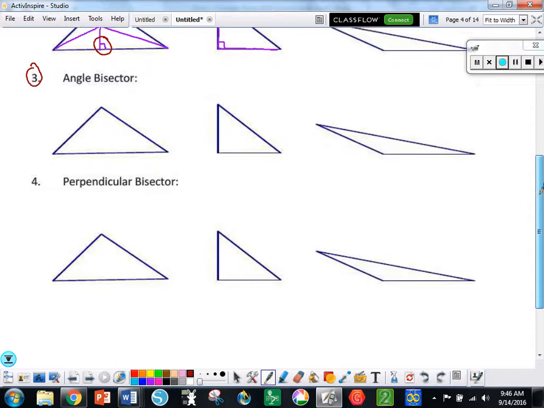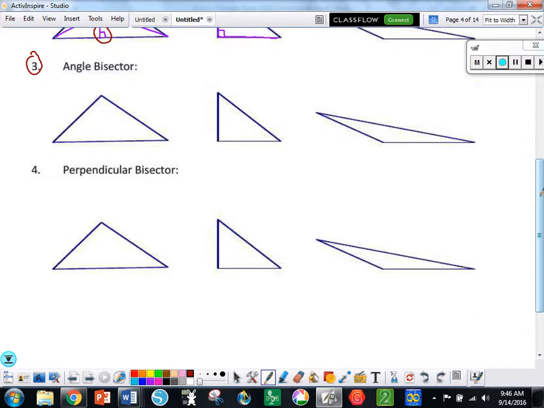Moving on. Angle bisector, this is the other kind of key one we're doing today. So what does bisect mean? Cut it. So the sect part means cut. The bi part means 2. So I'm going to split, or cut, the angle in 2 equal pieces.